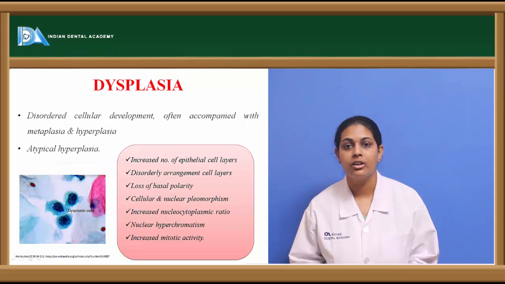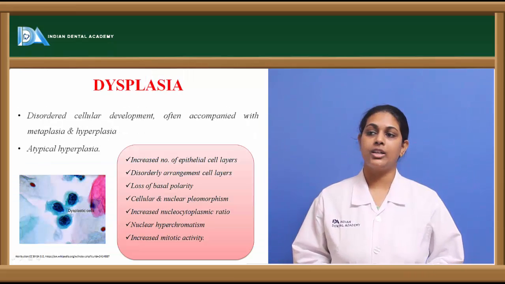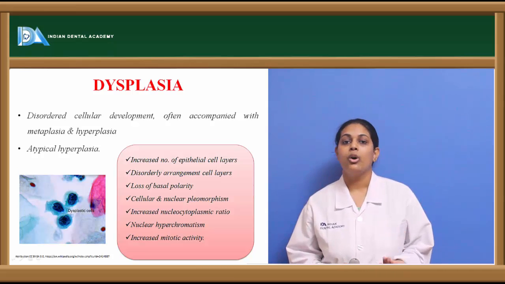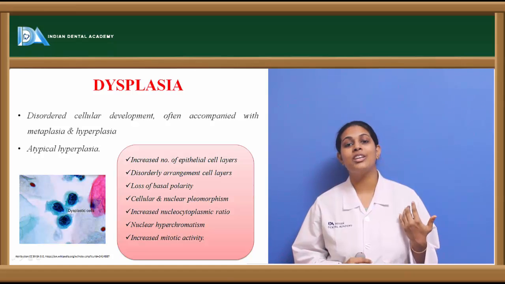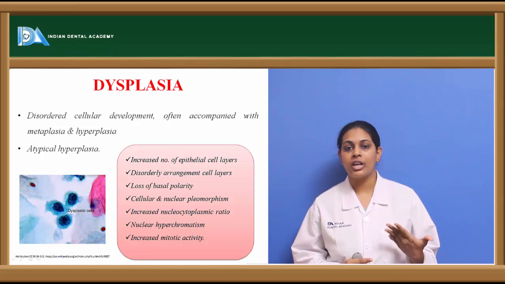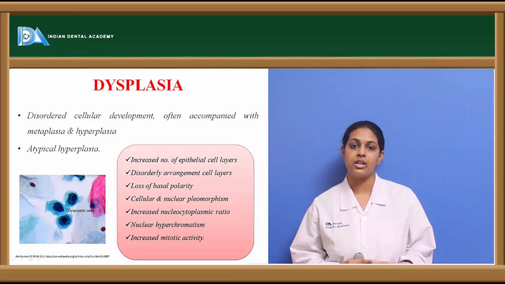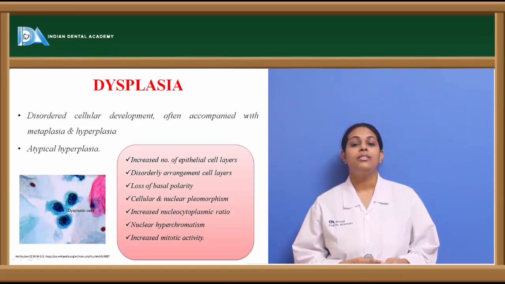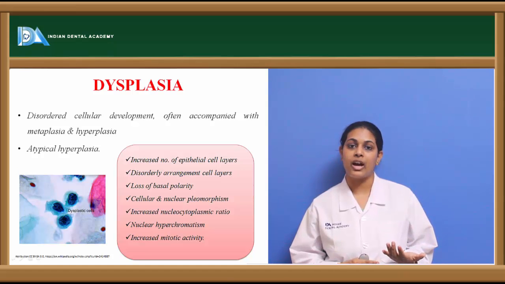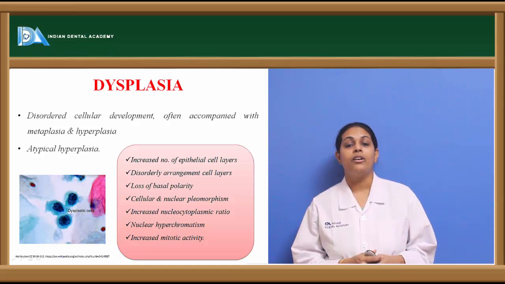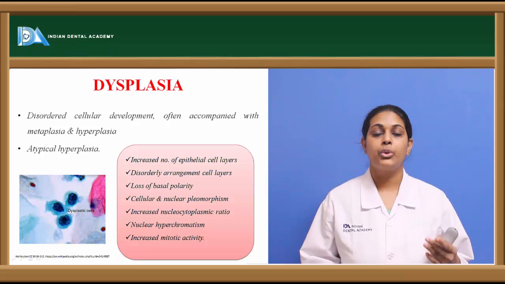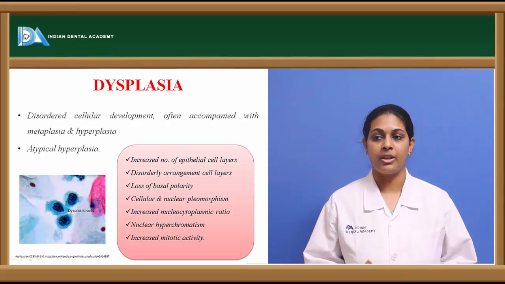Coming to dysplasia, it is usually a disordered cellular development which is often accompanied by metaplasia, that is, change from one form of cell to another, or it can also be associated with hyperplasia, that is, increase in the number of cells. It can also be termed atypical hyperplasia, since the number of cells has increased, but the cells do not resemble the parent cell.